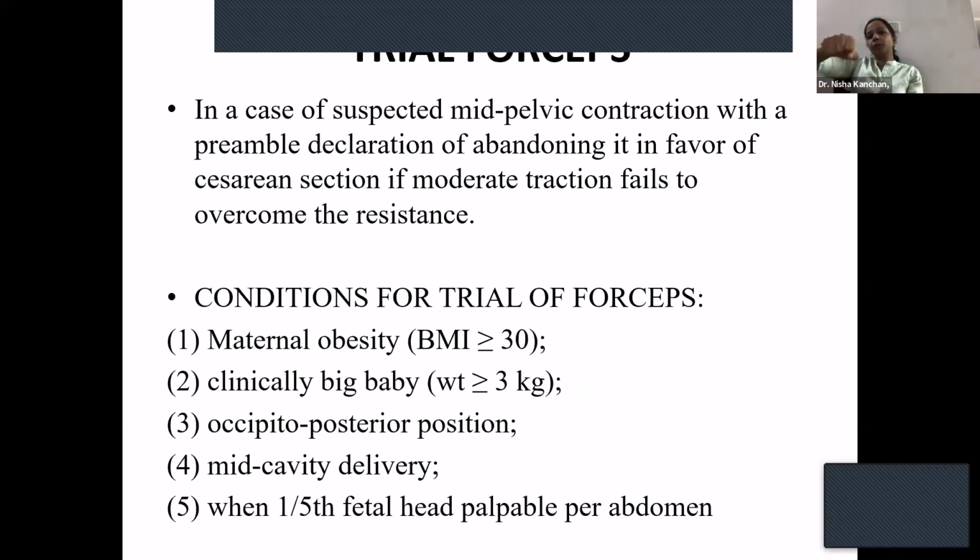When you're pulling the forceps, moderate traction means your elbow should be flexed, and not more than 20 kg of force is applied. Some people rest their foot on the operating table so that they don't fall back. All that should not be done. Moderate traction is about 20 kg of force, so do it with your elbow flexed and pull the forceps. With moderate traction, if it does not come, then you go for cesarean section.